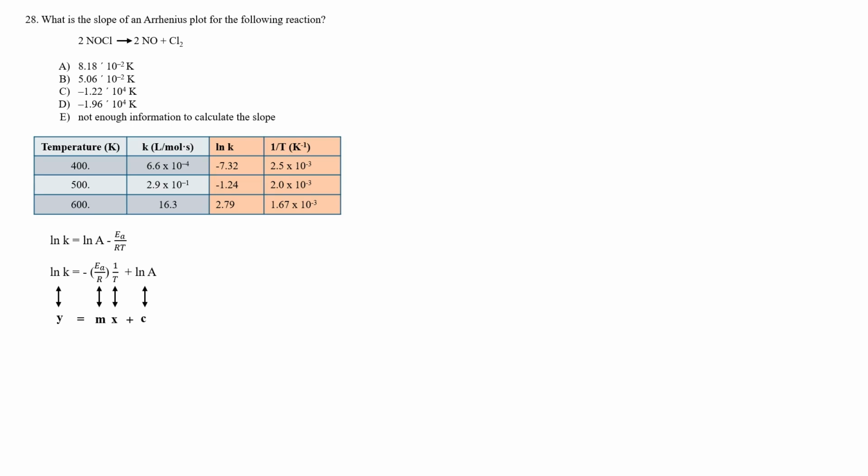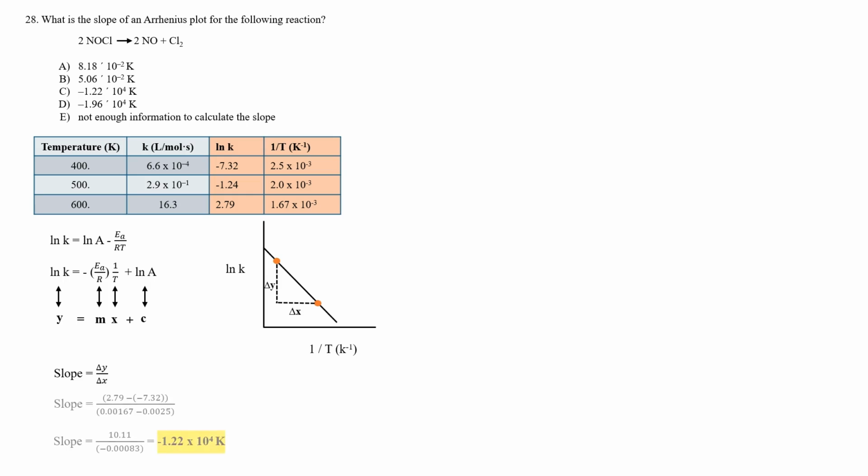You can see this is a y equals mx plus c type equation. So if you plot ln K on the y-axis and 1 over T on the x-axis, we can get a linear plot with the negative slope of minus Ea over R. Now let's calculate the slope of the line. If you pick any 2 points, slope is equal to delta y divided by delta x. We don't have to draw the graph here. Just by looking at the data given, calculate the slope of the line.